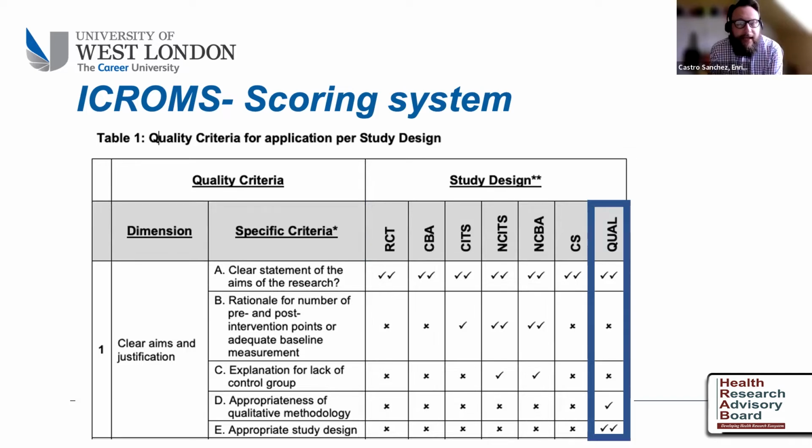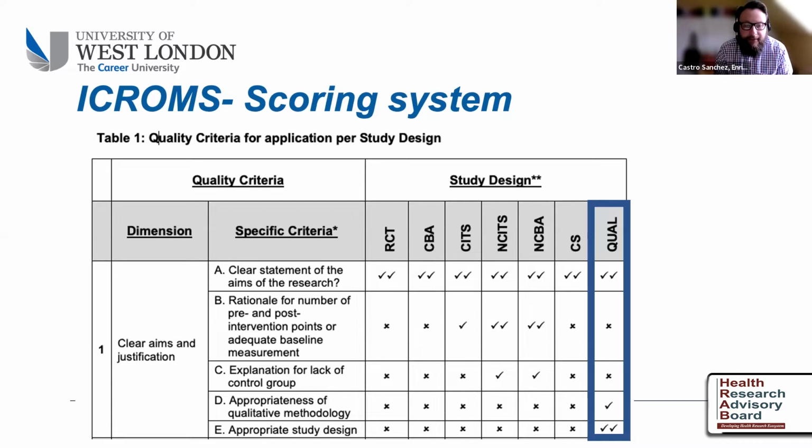So you can see how there are 2 ticks, as with all study designs, with the clear statement of the aims of the research. And for qualitative studies, we don't need to worry about anything else until the specific criteria 1D, appropriateness of qualitative methodology. And it's obvious that the other study designs don't need to bother about that criteria because they don't use a qualitative methodology.